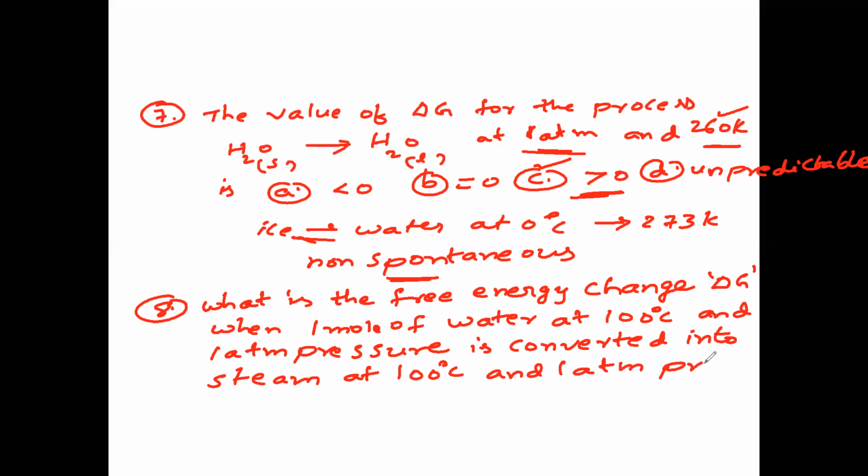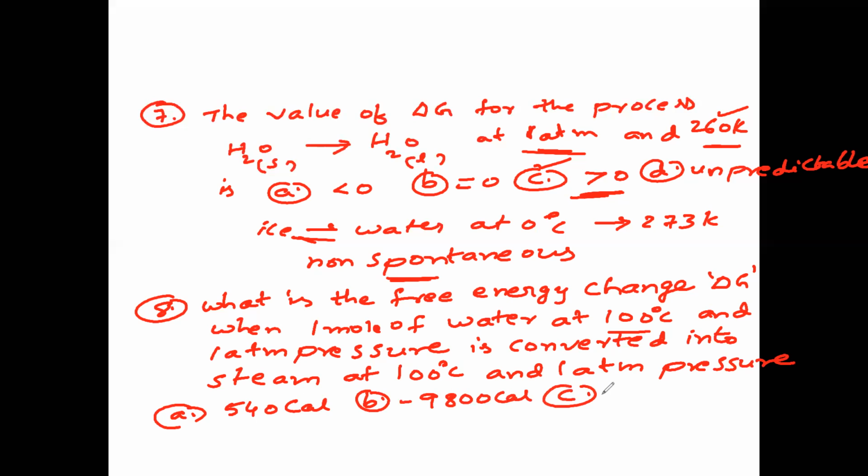This is possible because the boiling point of water is 100 degrees C. So the options they have given are: 540 calories, minus 9,800 calories, option C plus 9,800 calories, and option D 0 calories. Very, very important question.